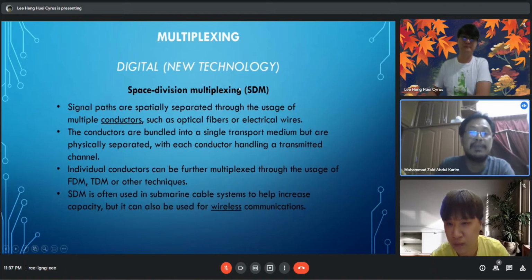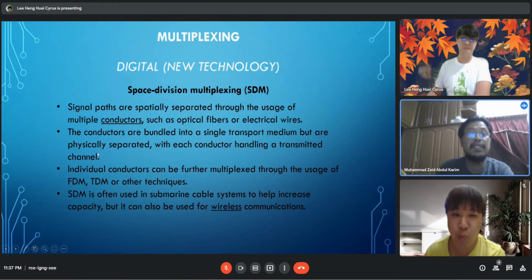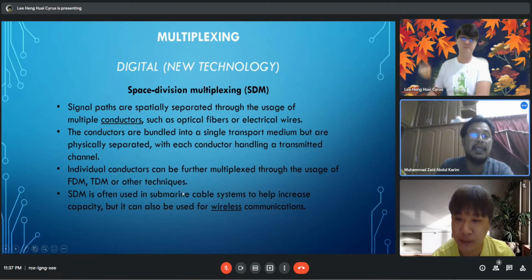Space division multiplexing, SDM. Signal paths are spatially separated through the usage of multiple conductors, such as optical fibers or electrical wires. The conductors are bundled into a line transport medium but are physically separated, with each conductor handling a transmitted channel. Individual conductors can be further multiplexed through the usage of FDM, TDM, or other techniques. SDM is often used in submarine cables to help increase capacity, but it can also be used for wireless communication.